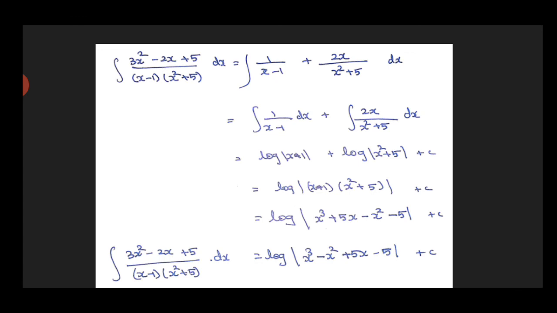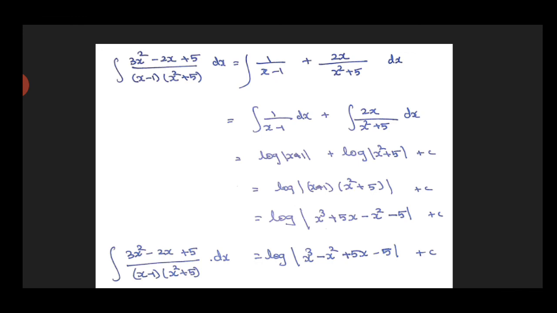Now separately give the integral. So integral 1 by x minus 1 into dx plus integral 2x by x square plus 5 into dx. So 1 by x minus 1, here the whole power is 1. So the answer is log of x minus 1, plus the next integral also we are using log answer.